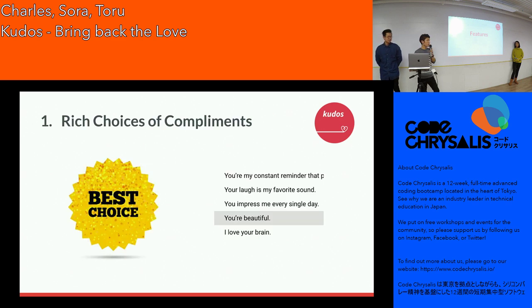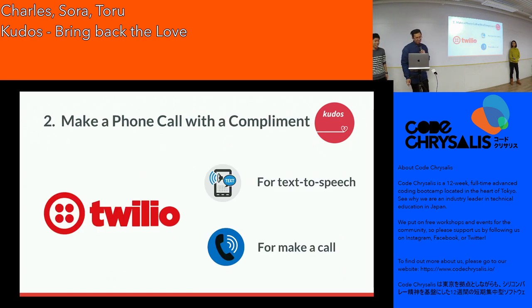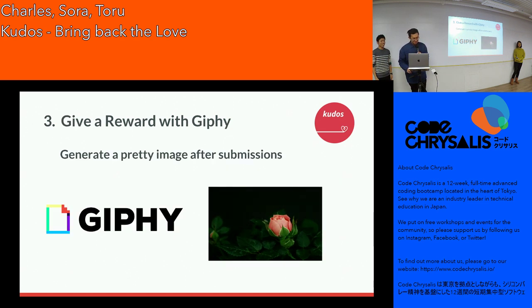The first feature is that we have a rich choice of compliments in our application. I guess someone is not good at making compliments, but we have good ones here. Like, as you can see, you are beautiful. I love your brain. That's really nice. Not only can you choose the rich compliments we give you, we can send them to your loved ones by phone call with Twilio's API. It converts the text to speech and makes a phone call to whoever you want to call.